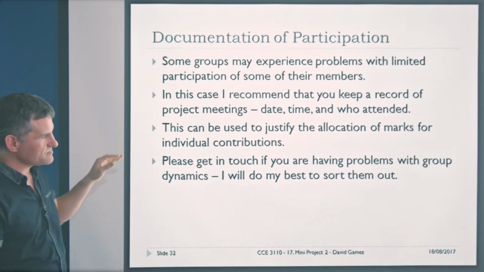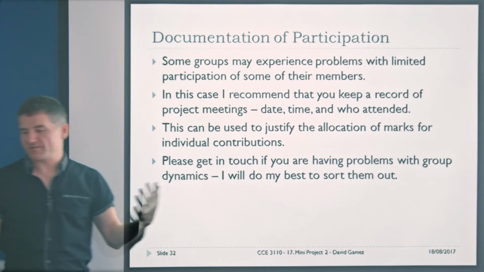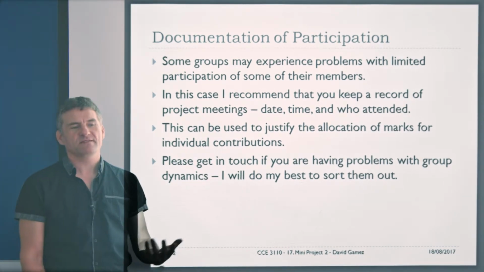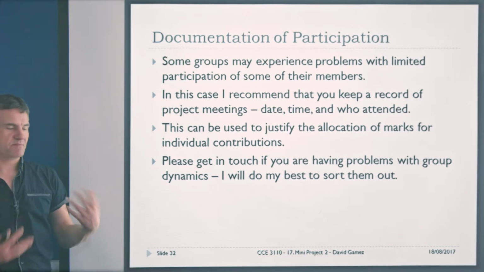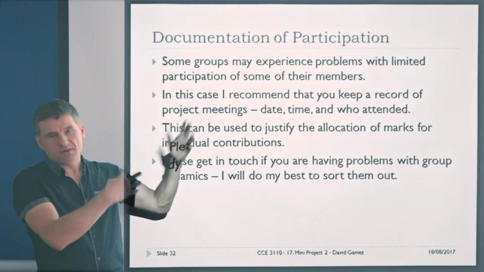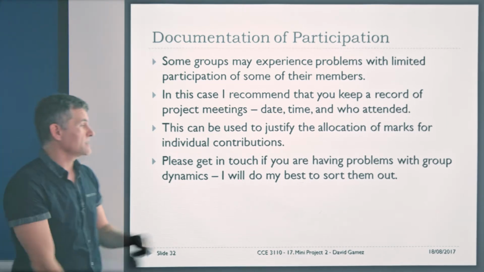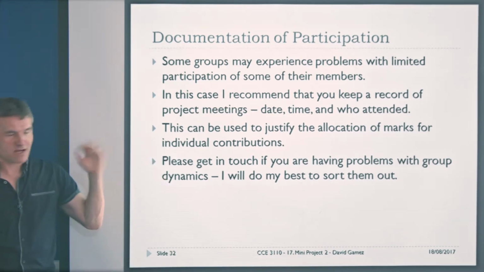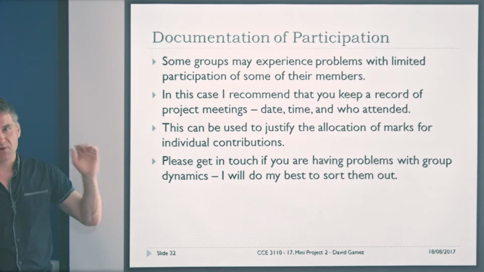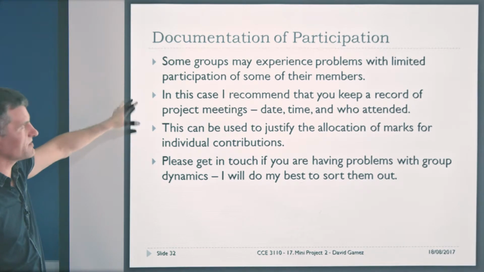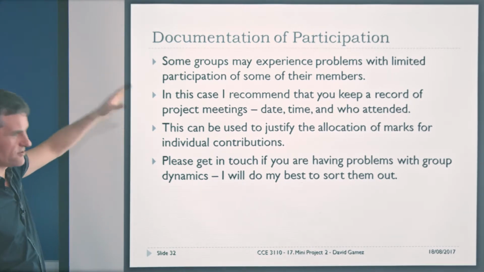So the best thing to do if you're having problems with group dynamics is to get in touch, because the sooner I know about them, the sooner I can try and fix them, and then I'll be perfectly open to giving Bob the 0 contribution if he was invited to the meetings and he's not going to bother to turn up. But I really want to avoid exclusion, so it's really important you talk to me as soon as possible if you are having this kind of problem, and document your attempts to include all of the group members.